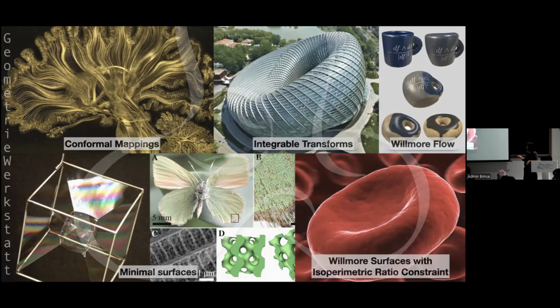The last one is math biology, and our red blood cells are Willmore spheres, okay, with a so-called isoperimetric ratio constraint. What is that? That's just the surface area of your cell divided by a certain power of the enclosed volume. That's how they look. And under the microscope, you can actually see the blood cells move, and those movements are exactly these transformations.